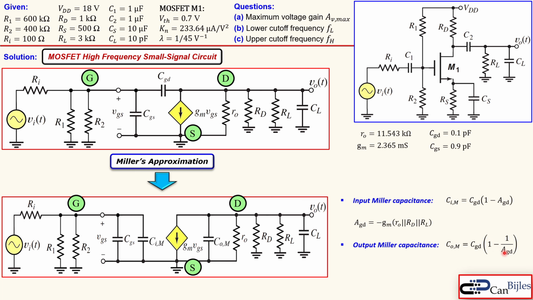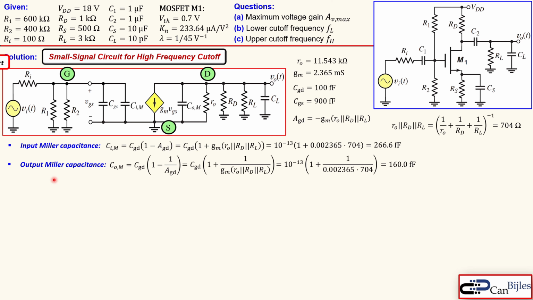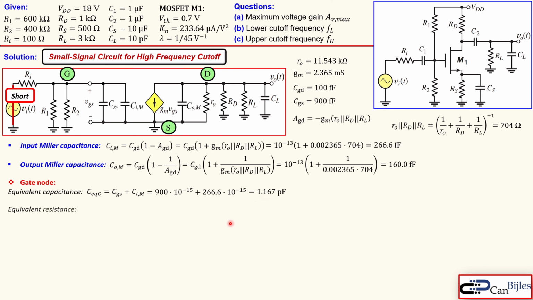Now next we will discuss how we can determine the time constants associated with the gate drain nodes. So for that, first we will short our input voltage, because that's the only independent source here. And we look now at the gate node, and for that we also need to look at the equivalent capacitor, which is the CGS plus the input Miller capacitor. And we will designate it like so. And together will be 900 femtofarads plus this 266.6 femtofarads, that will result in 1.167 picofarads.